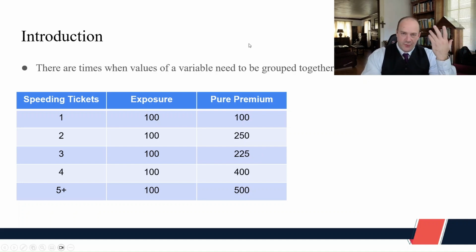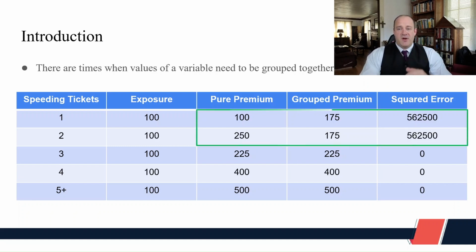So what do we do about it? How do we group these things together in some reasonable fashion? Well, one thing you might do is you might say, okay, well, what if we just took the first two groups, people with 1 and 2 tickets, and grouped them together? So, there's an even amount of weight in both groups here. And so therefore, the average loss for them is just going to be the average of these two numbers here, which is 175. And when you do that, and then you compare the grouped value with the individual values, that creates a squared error of 562,500. And, okay, that's what would happen if we grouped together people with 1 and 2 speeding tickets.